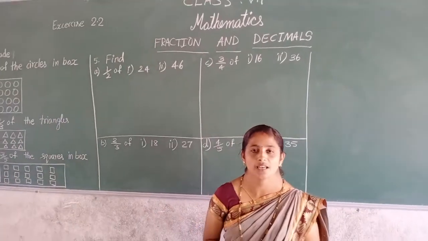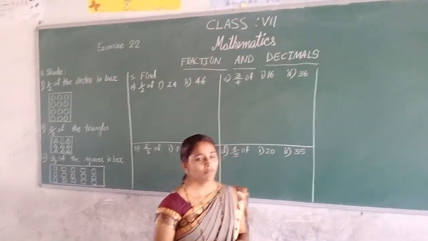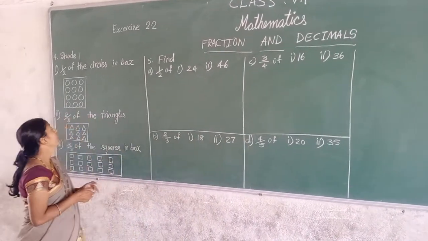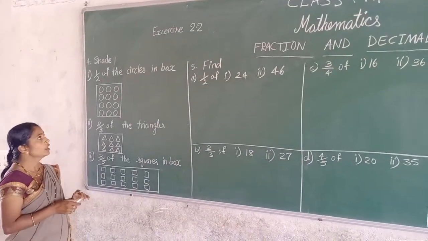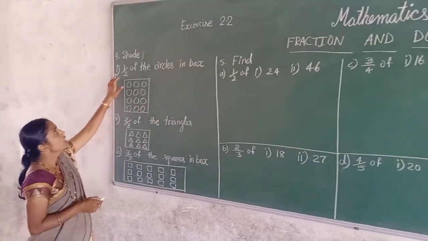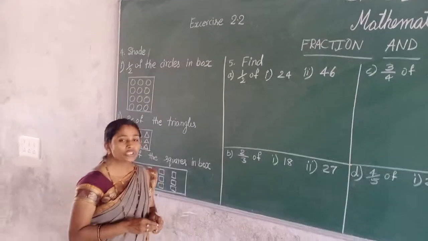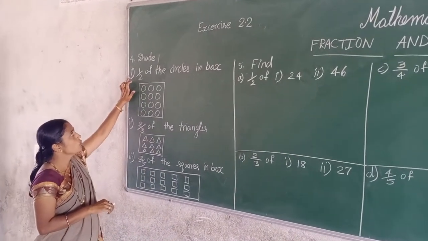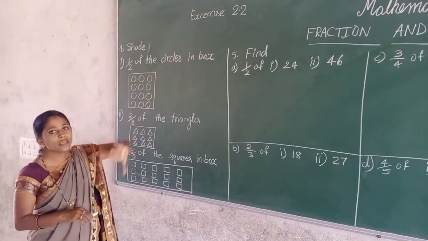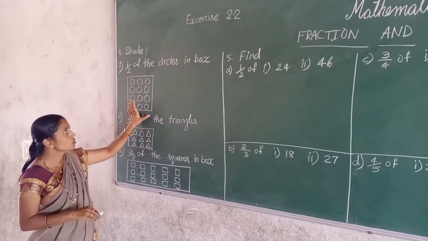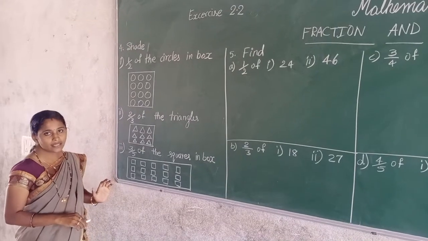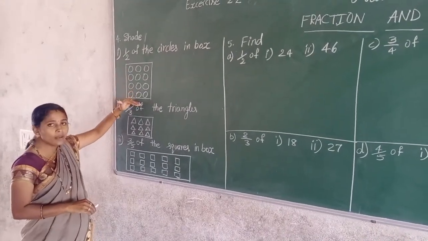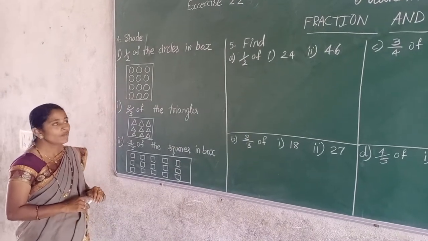Let us begin Mathematics class of 7, Fractions and Decimals. In Exercise 2.2, the fourth question. The question is: shade. They ask you to shade the things, but they have asked you half of the circles in the box. They have given the box, then half of the circles. By observing the picture, they are in equal number, so you can make it half very easily.